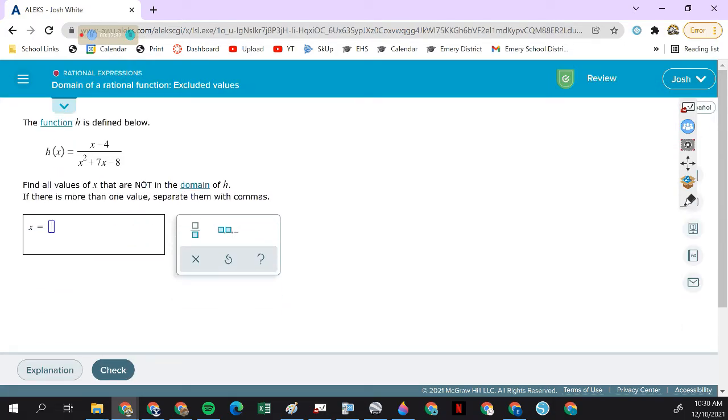Okay. Once again, we have one where you need to tell me which numbers you cannot plug in. So you're going to factor the bottom and set it equal to 0.